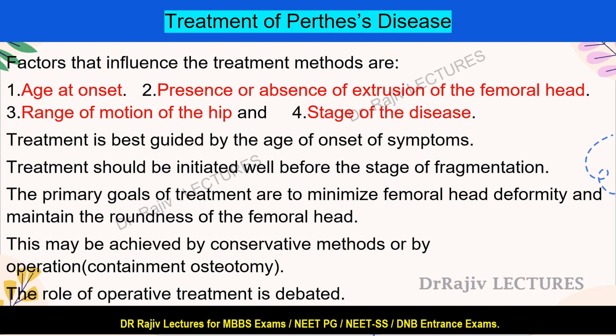The primary goals of treatment are to minimize femoral head deformity and maintain the roundness of the femoral head, and in this way to avoid the development of secondary acetabular dysplasia. This may be achieved by maintaining a good range of joint movement using analgesia, plaster, brace, a splint, physiotherapy, or by osteotomy surgery as required.